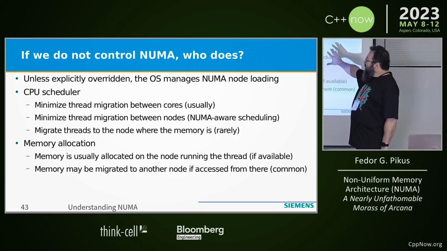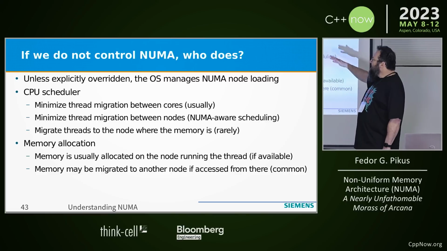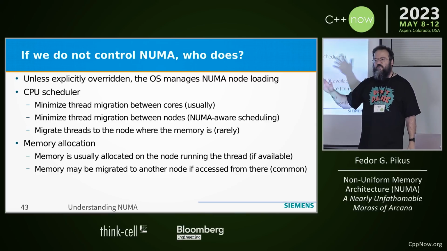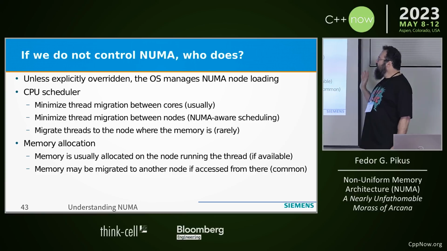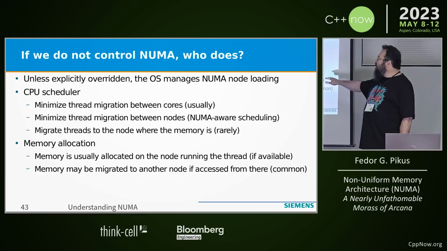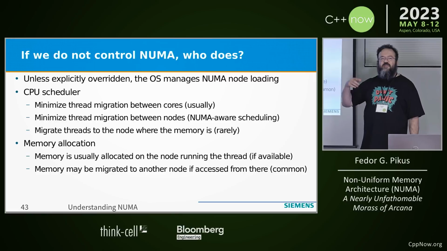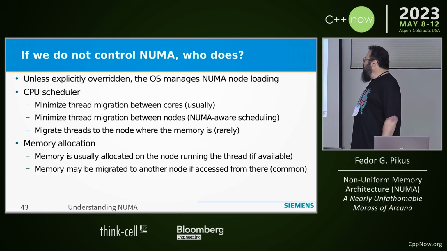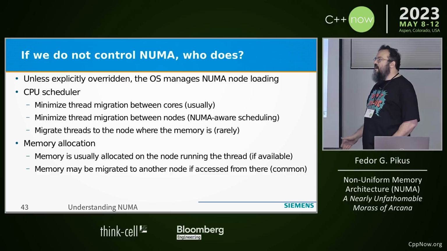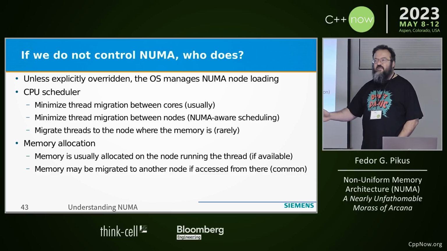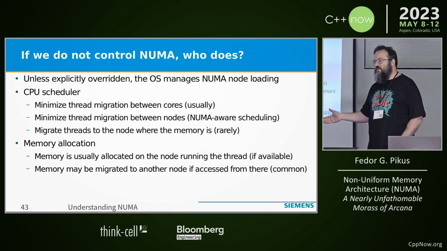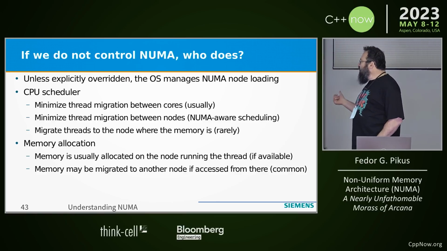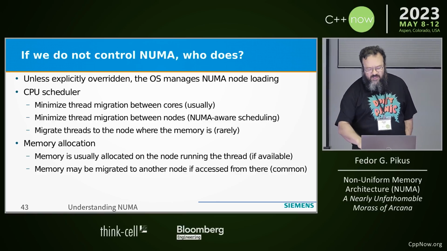It manages both the threads and the memory. It assigns threads to NUMA nodes. It generally tries to minimize shifting threads between NUMA nodes, whatever policy it has. It allocates memory usually on the same node that the thread that allocated it was running. The OS may move memory to a different NUMA node if it's consistently being accessed across nodes. That's common. Not all OSs do that, but it's pretty common.